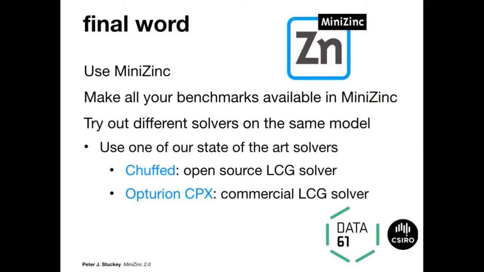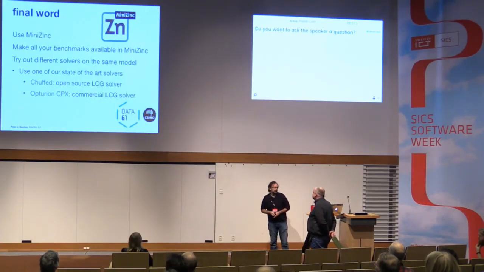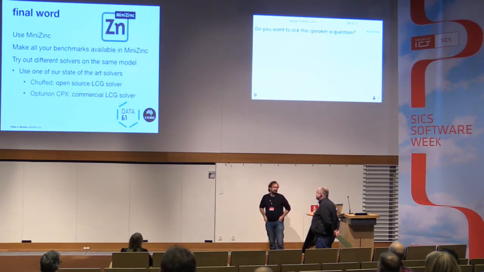So to conclude, what I want to convince you to do is use MiniZinc, and indeed make all your benchmarks available in MiniZinc. There are now hundreds and hundreds of available benchmarks in MiniZinc, which allows you to look at how other people have solved problems close to what you're solving. And you can try out different solvers on the same model. And indeed, you can use one of our state-of-the-art solvers if you wish. They're very effective on many discrete optimization problems. And a final thing, you can do a Coursera course called Modeling Discrete Optimization.